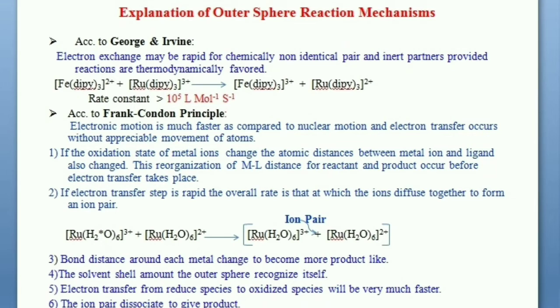Here you can see the hexa-aquo-ruthenium 3 plus complex reacts with the hexa-aquo-ruthenium 2 plus complex and forms an ion pair of hexa-aquo-ruthenium 3 plus complex and hexa-aquo-ruthenium 2 plus complex. And in the third step, bond distances around each metal change to become more product-like. The solvent cell around the outer sphere reorganizes itself, and in the fifth step, electron transfer from reduced species to oxidized species will be very much faster. And finally, the ion pair dissociates to give product.